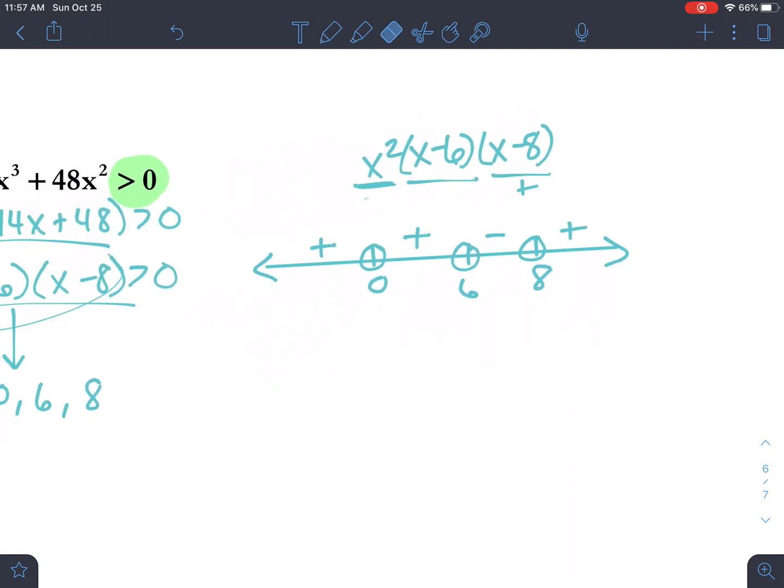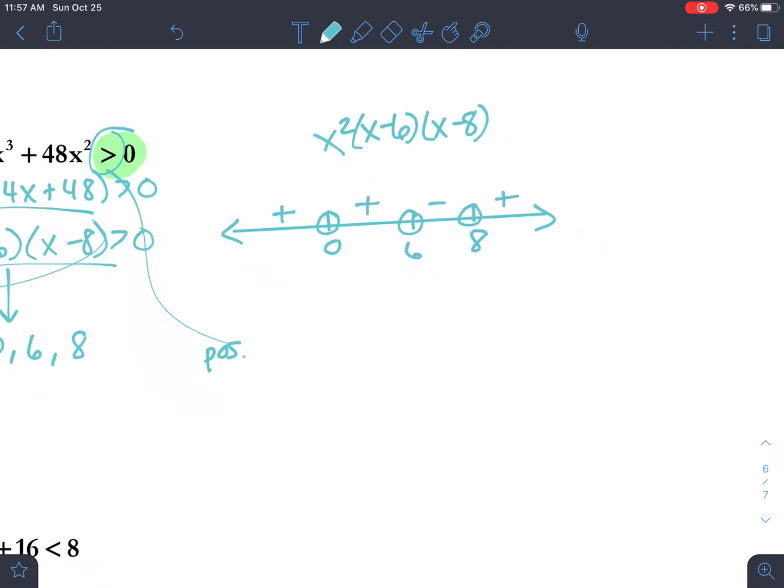All right, now let's think what we need here, people. If this said less than or equal to, we'd be looking for negatives. It says greater than. Greater than to me means positive. Okay, so I'm looking for any positive intervals. Well, I have a positive interval from negative infinity to 0. I also have one from 0 to 6, and I also have one from 8 to infinity.